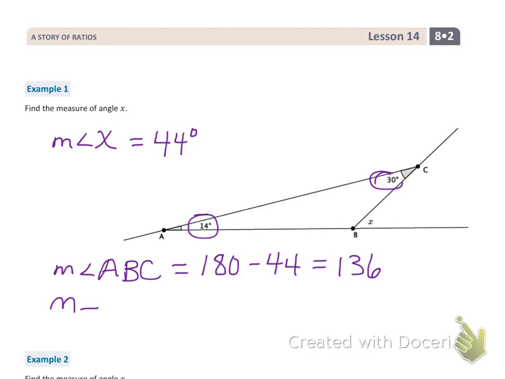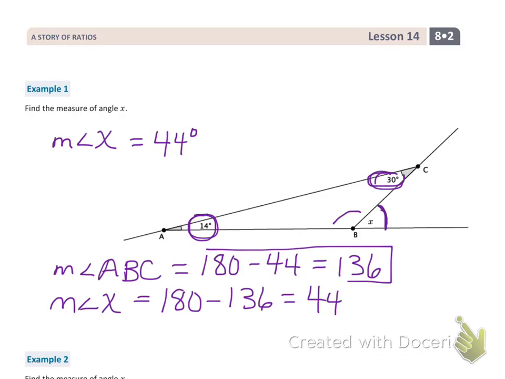and then the measure of angle x would have to be 180 minus 136, which again would be 44 degrees. So because angle x and angle ABC make up a straight angle or 180 degrees. So we've kind of cut out this whole step by knowing that I can just add these two together to get this exterior angle. We've cut out kind of all this math of having to find first this angle, then that angle. We don't need to do all that work.